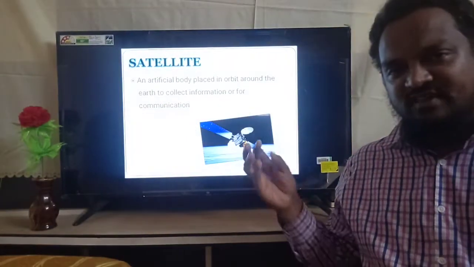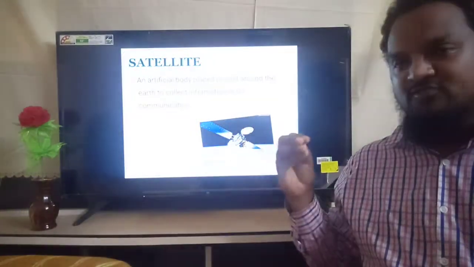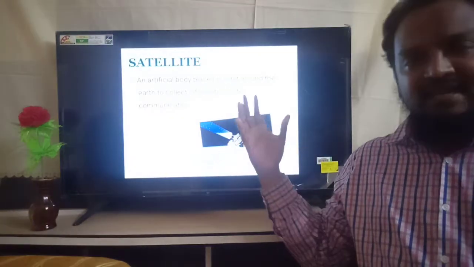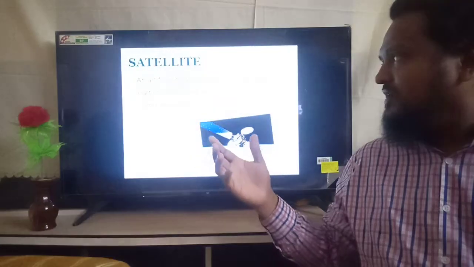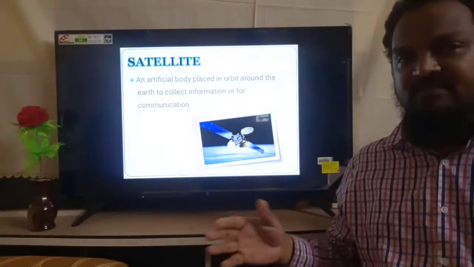Satellite. This is a very simple and basic general definition of a satellite. It is an artificial body placed in an orbit around the earth to collect information for communication. This is a very basic definition. Now we'll come to know what an orbit is. An orbit is nothing but a predefined path which a satellite follows around the earth.